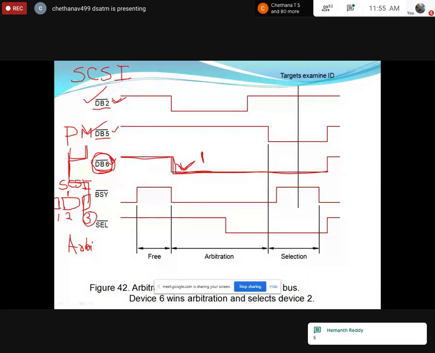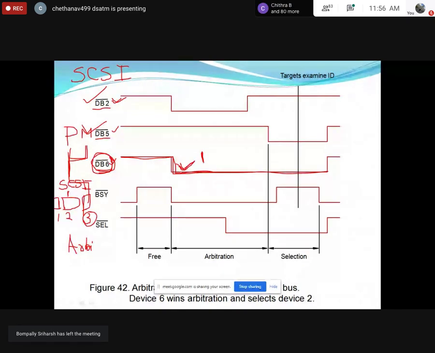Hemant Reddy, yes, 5, exactly. Why is it 5 actually? Why can't it be 2? Actually 5 is correct, but why?